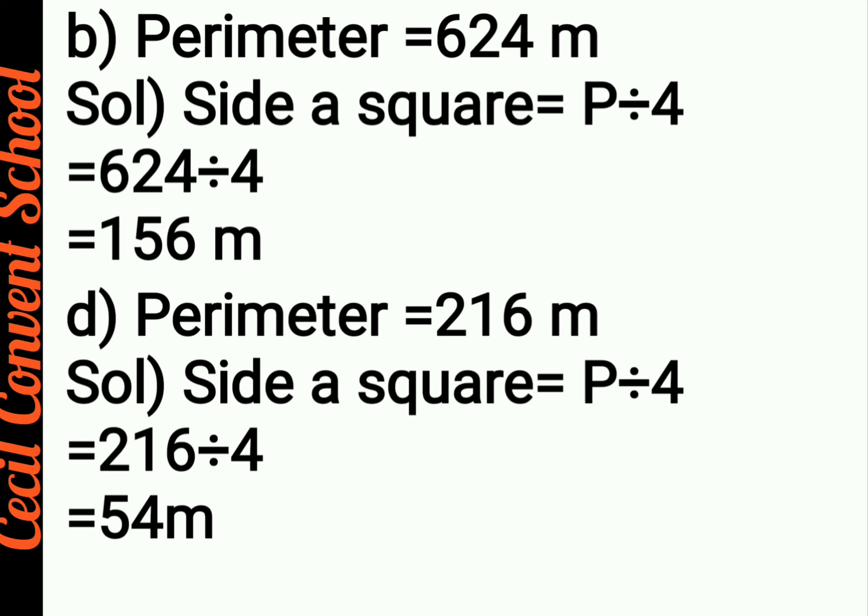So side will come 624 divided by 4. When you divide it, answer will be 156 meter. Clear? Now like B part, D part is there. Means in D part also perimeter is given. So the formula is the same. Side of a square is P divided by 4. So the same formula we will use. Clear? So 216 divided by 4, answer will be 54 meter.